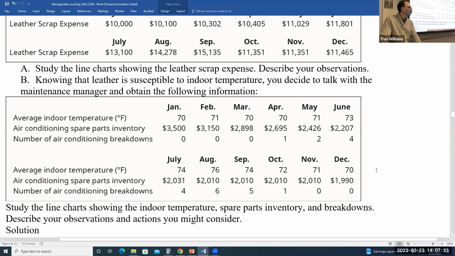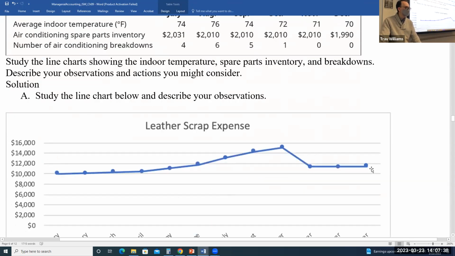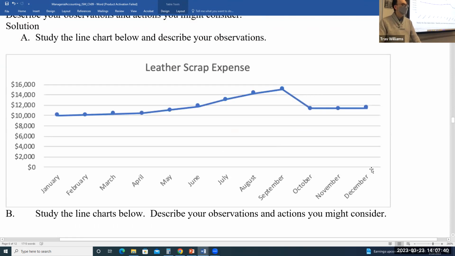Looking at just the raw data, it's a little hard to really see what's going on, but if we look at the charts, we see clearly summer months are when we have the most leather scrap from making our footballs.